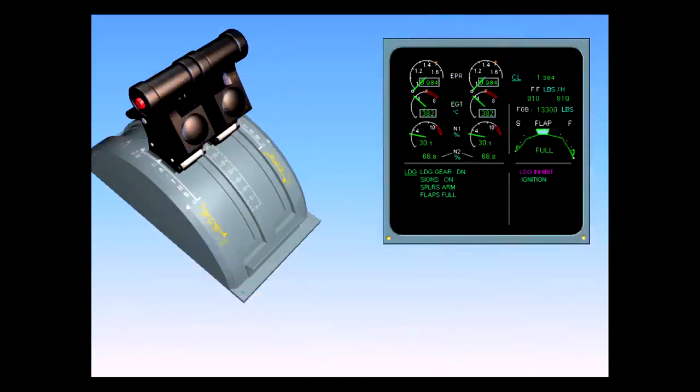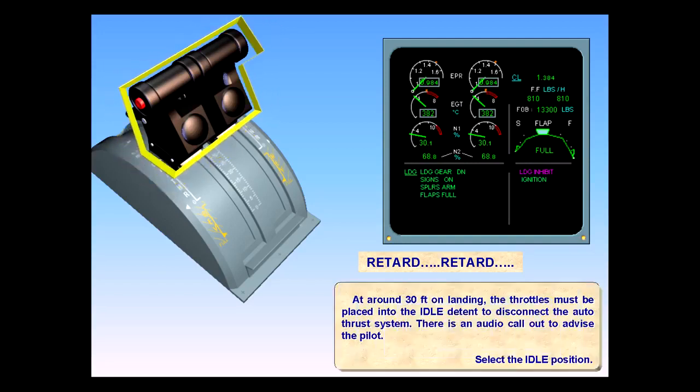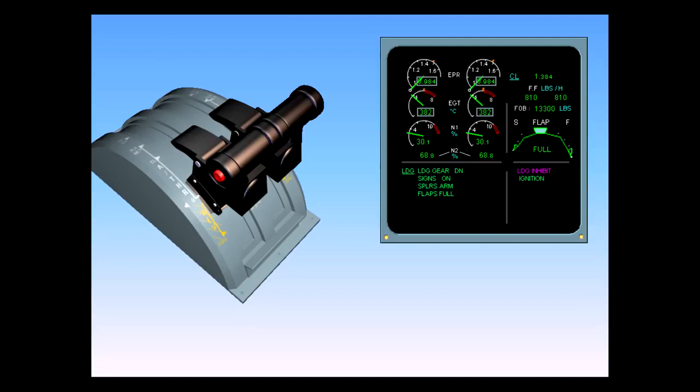At around 30 feet on landing, the throttles must be placed into the idle detent to disconnect the auto thrust system. There is an audio call-out to advise the pilot. Select the idle position. After touchdown, reverse should be immediately selected to aid the deceleration of the aircraft. Apply the reversers.